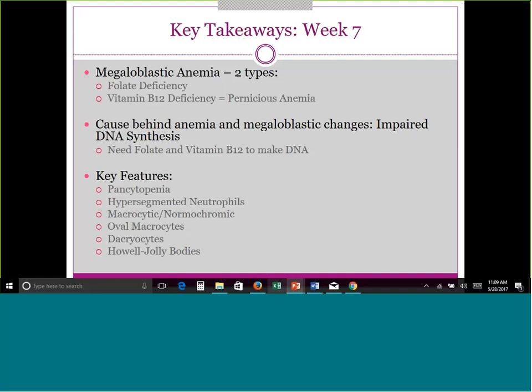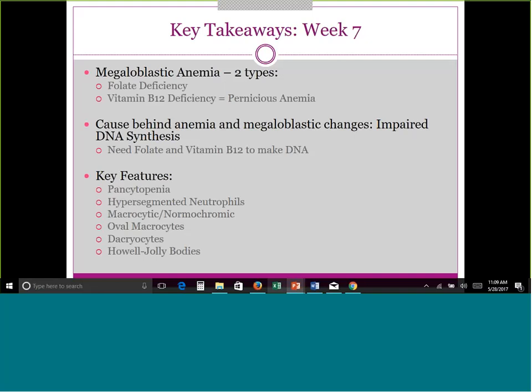It is basically whenever we can't have proper DNA synthesis that results in this anemia. So we need both folate and vitamin B12 to help make our DNA for cells. If we can't have them and they become deficient enough, you can't make DNA, you can't make cells. So that is what results in anemia.